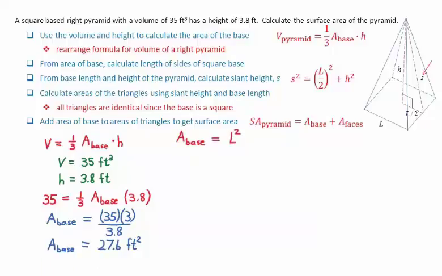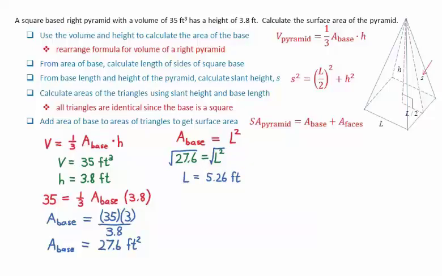Once we have the area of the base, we can get the length of each side of the base. We know that the base is a square, so the area of its base will be L squared. 27.6 equals L squared. We can then take the square root of both sides to figure out the length. We get 5.26 feet for L.